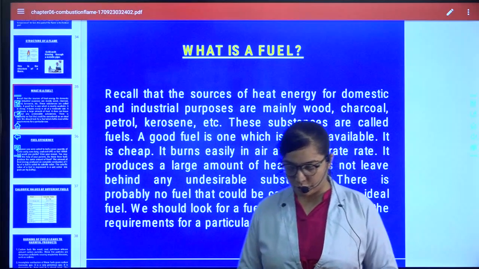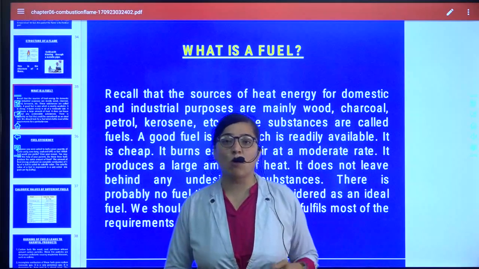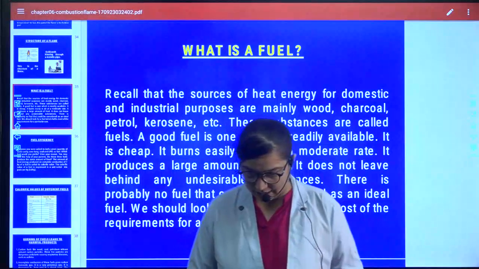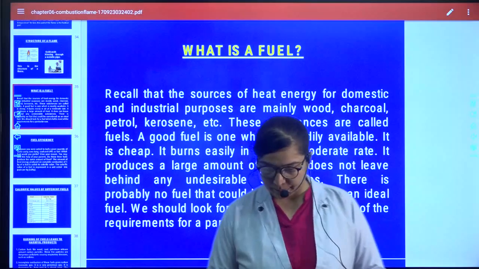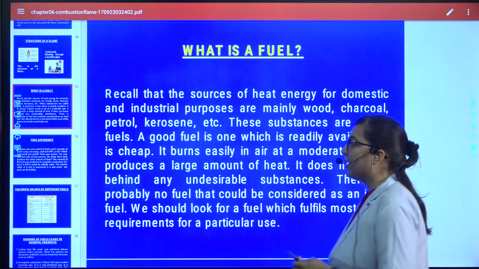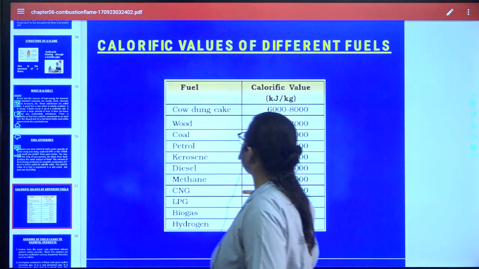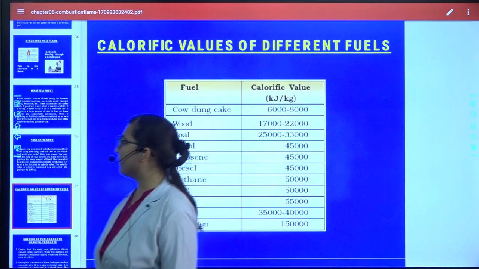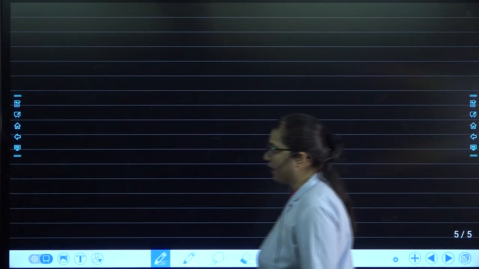Then next is gaseous fuel. Those substances which are available in gaseous form to burn are called gaseous fuels. The examples are coal gas, water gas, producer gas, LPG, CNG. These are all examples of gaseous fuel. Coming to the next part, which is the characteristics of an ideal fuel, mentioned over here. We now move on to a very important part, which is the calorific value. You don't need to memorize the whole table for that. What is the calorific value?